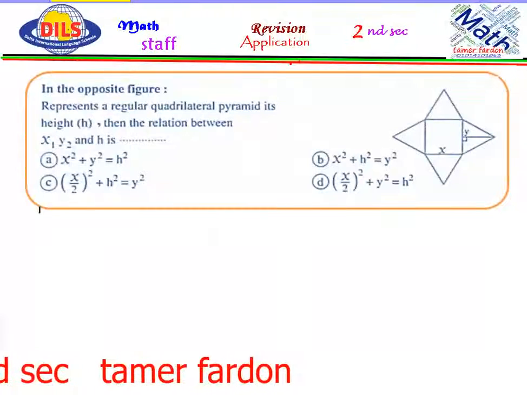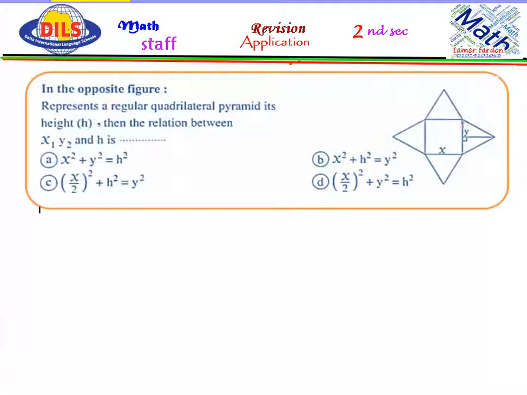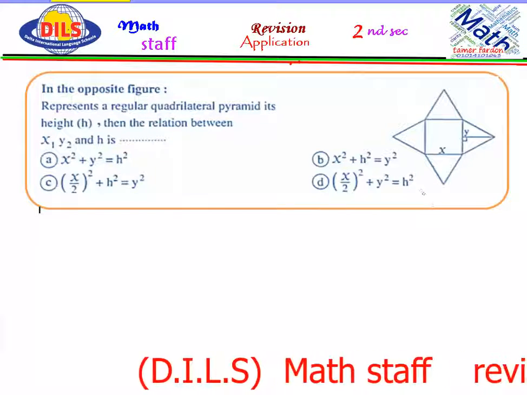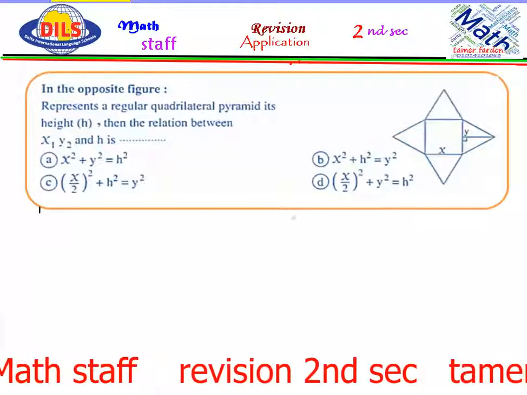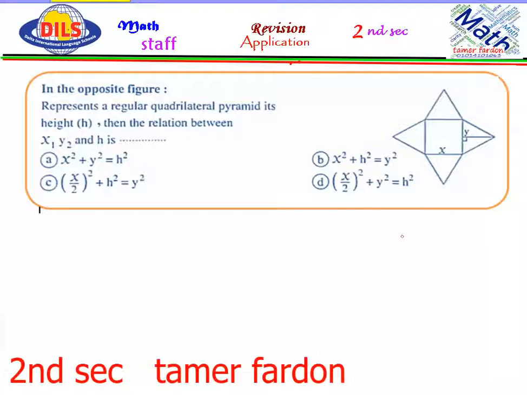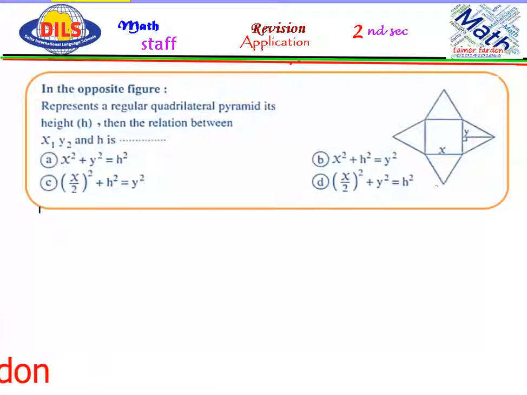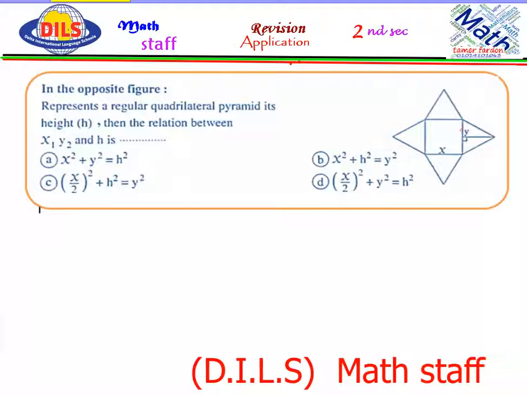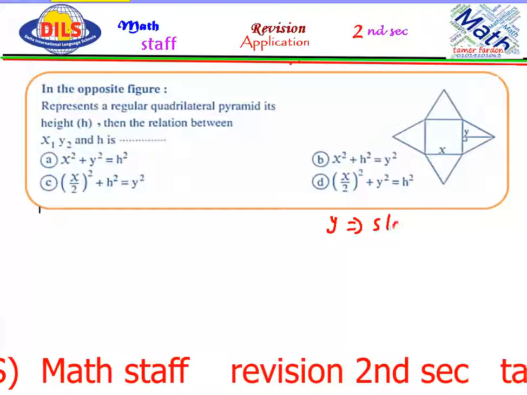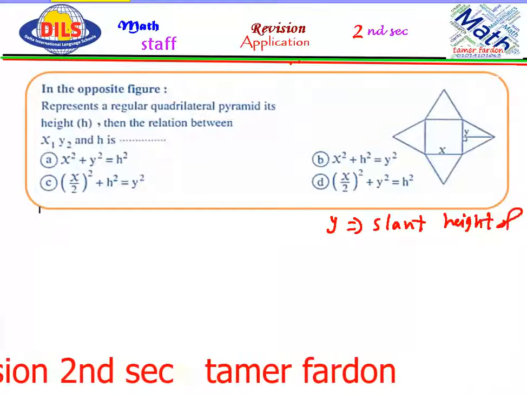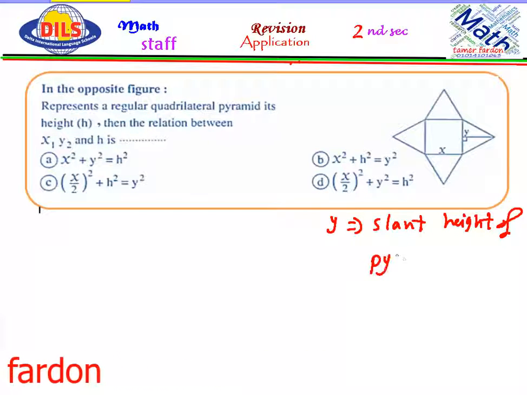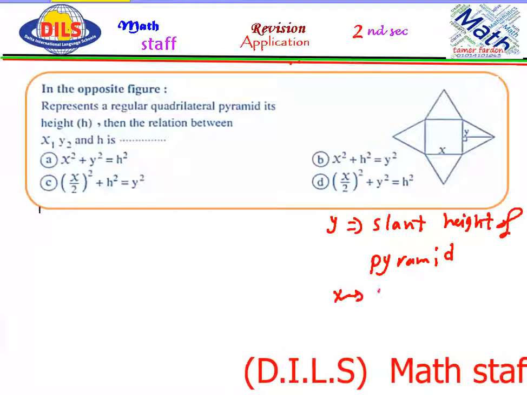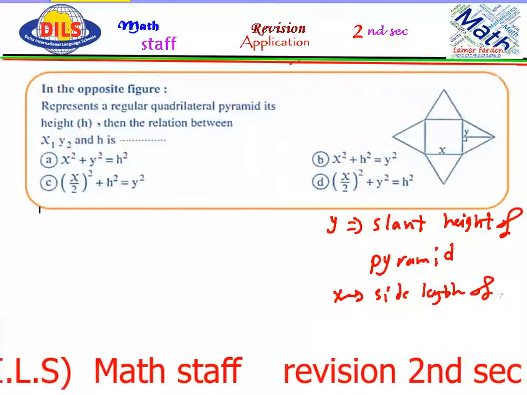Another exercise. In the opposite figure we have a regular quadrilateral pyramid. Its height is h. Then the relation between x, y and h is. Here y represents the height of the lateral face, so y represents the slant height of the pyramid. x represents the side length of its base.